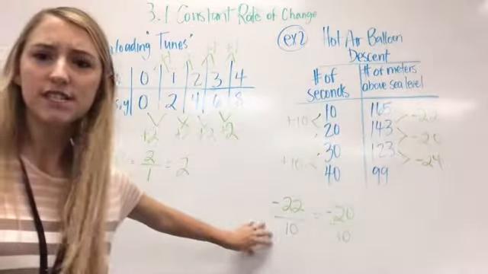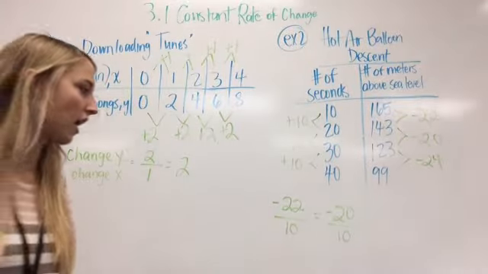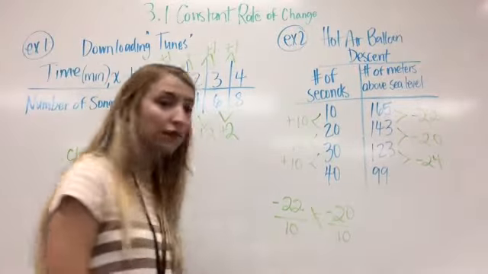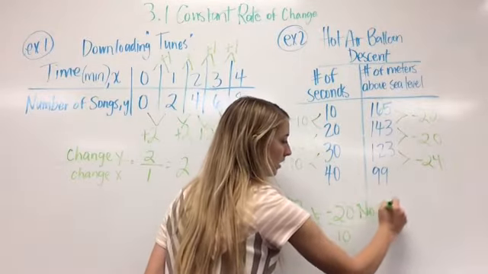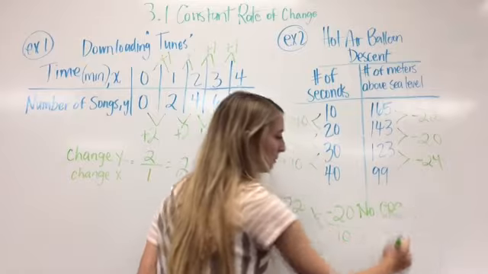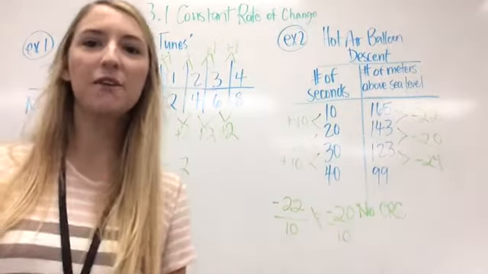Are these two fractions the same thing? No. They are not. They do not equal each other. Therefore, there is no constant rate of change. I put CRC, no constant rate of change. Okay, wonderful.